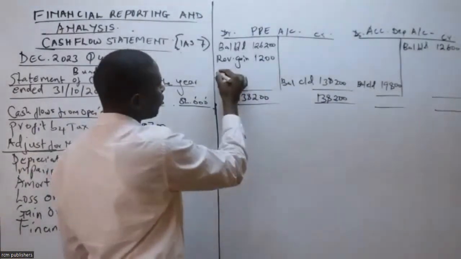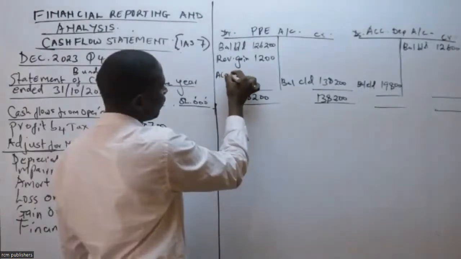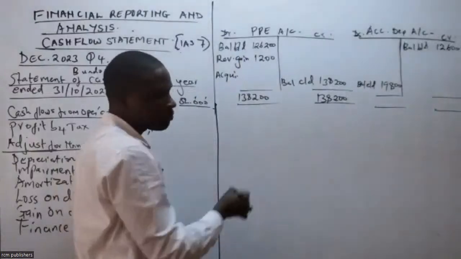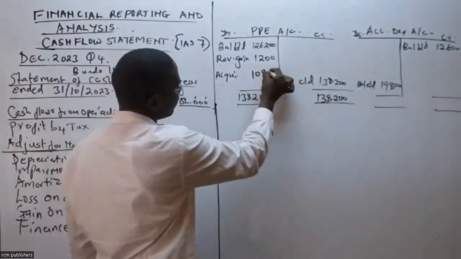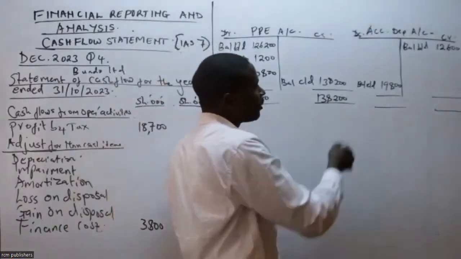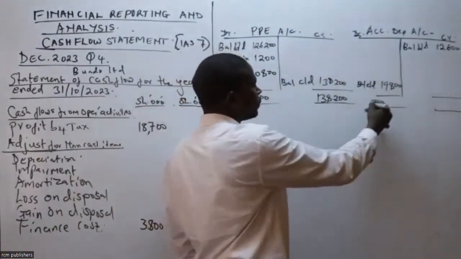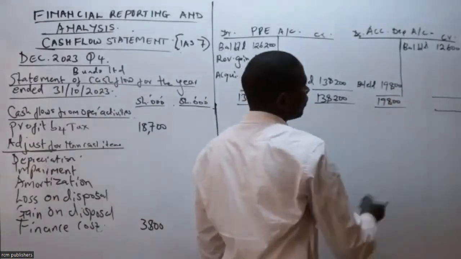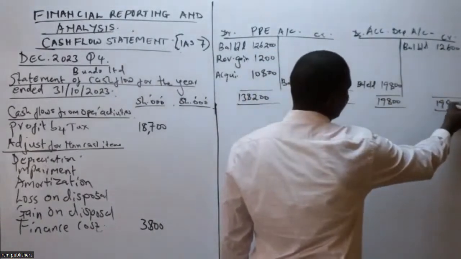Then we get acquisition. They purchased. They acquired PPE worth 10,800, and we are done. Then we check on the other side, on the accumulated depreciation. Here you shall have 19,800.